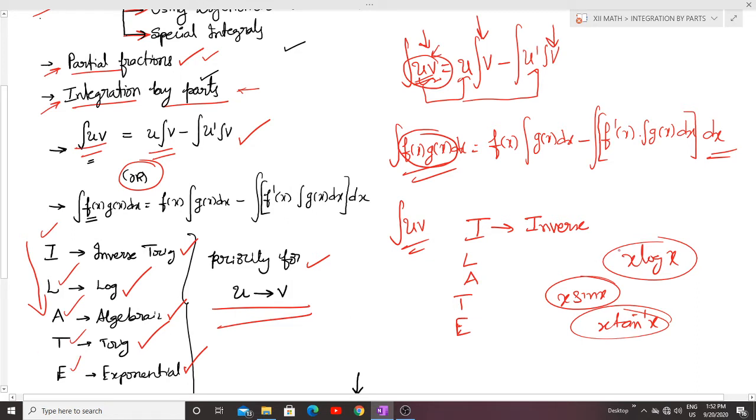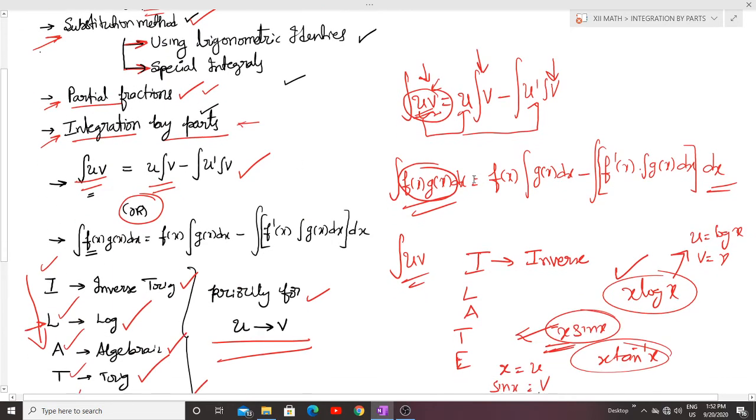Now, for example, if I take x log x, L is coming first, logarithm. So u is log x, and v is x. If I take x into sin x, x is algebraic, this is u, and sin x is trigonometric, which is v. So that's why you should follow this ILATE order.